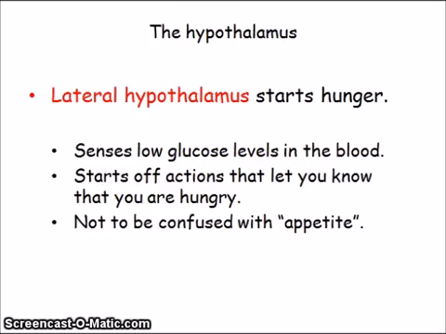The lateral hypothalamus is what starts eating behavior. It's the thing that makes you understand that you are hungry. The hypothalamus itself, as an organ, monitors levels in the blood. Levels of what? Levels of hormone, levels of blood glucose, and other things. But in particular, the lateral hypothalamus is what starts eating behavior. And primarily it's set off by low glucose levels in the blood.